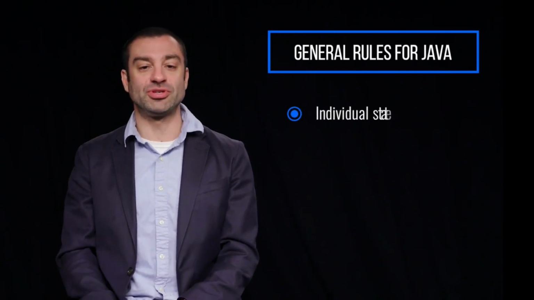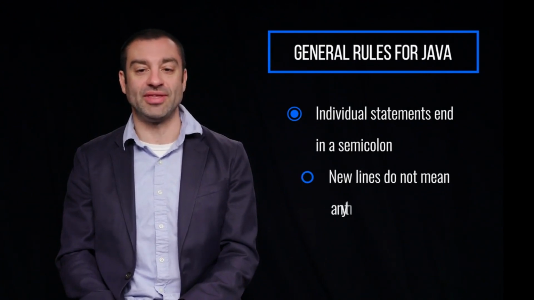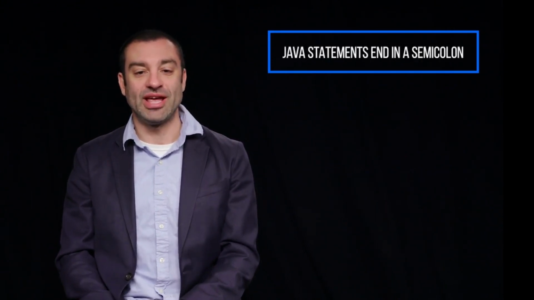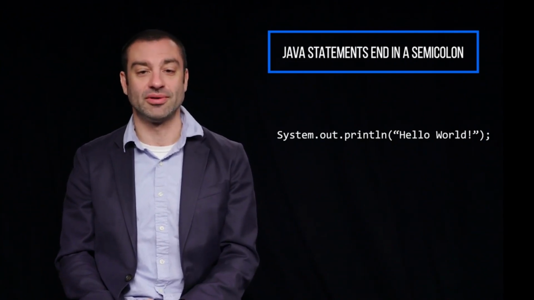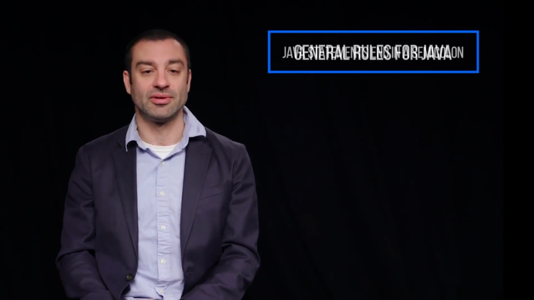Here are some general rules for Java. Individual statements end in a semicolon. New lines don't mean anything in Java. This means you could have an entire program on one line, but obviously, this is bad style. For example, here's a statement, printing to the console. It ends with a semicolon. And here's another statement, defining a variable. It also ends with a semicolon.